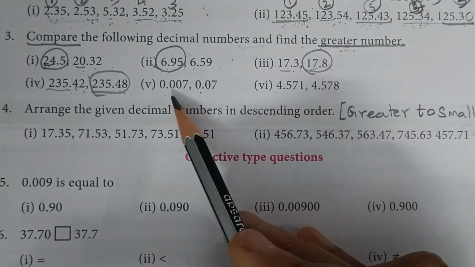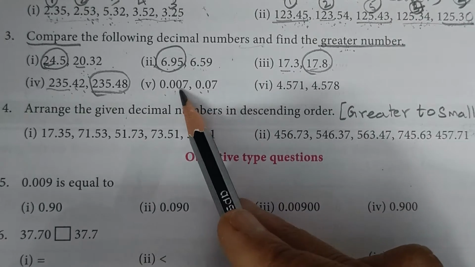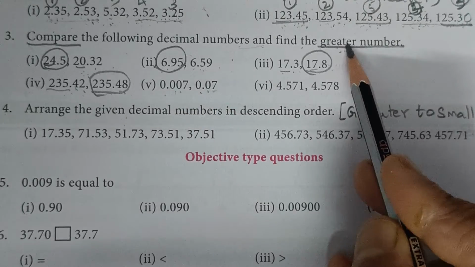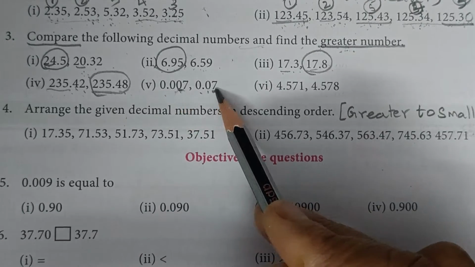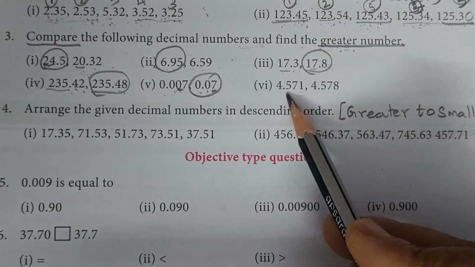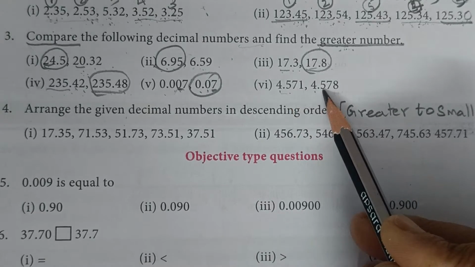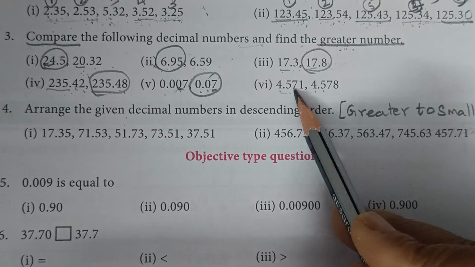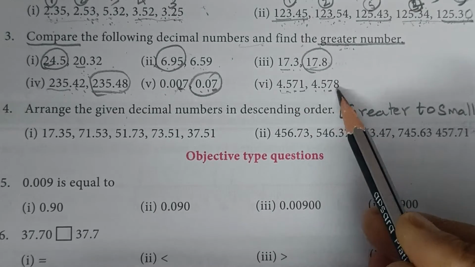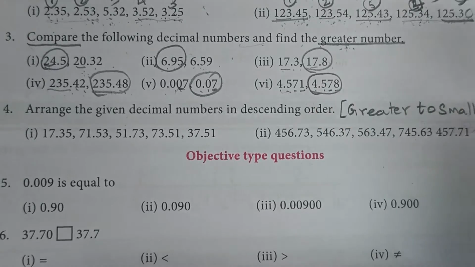0, 0. Whole numbers are same. 0 tenth, 0 tenth. They are equal. Next. 0 hundredth, 7 hundredth. Which is greater? 0 or 7? 7 is greater. So 0.07 is greater. Next. 4, 4. Whole numbers are same. 5 tenth, 5 tenth. Tenth place is same. 7 hundredth, 7 hundredth, same. 1 thousandth, 8 thousandth, which is greater? 8 thousandth is greater. Got it?